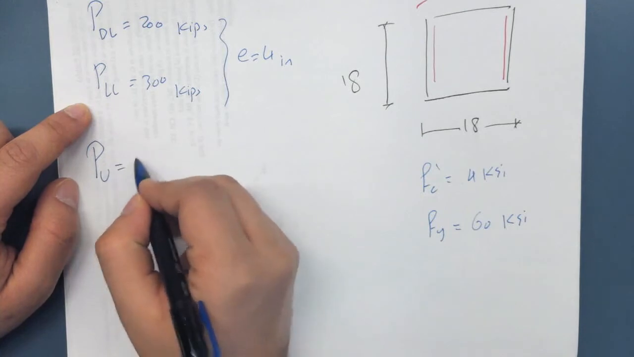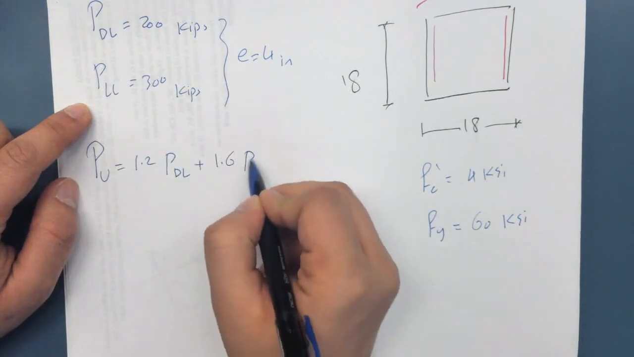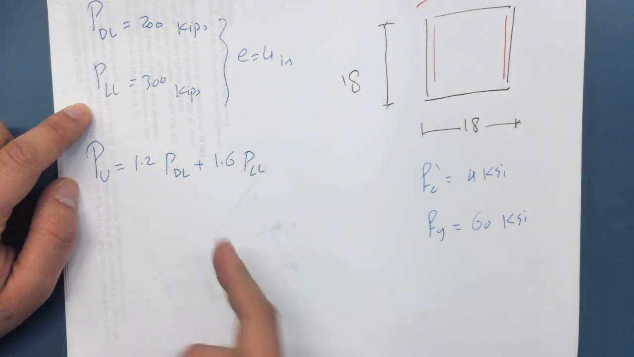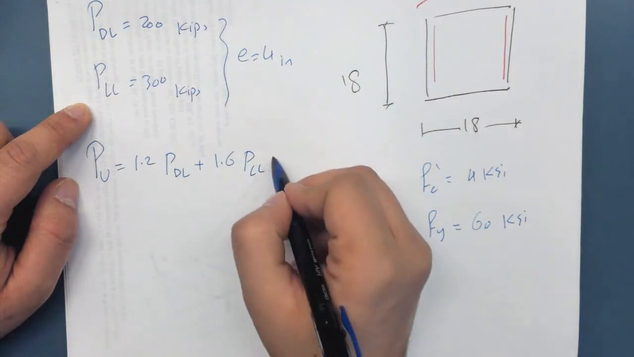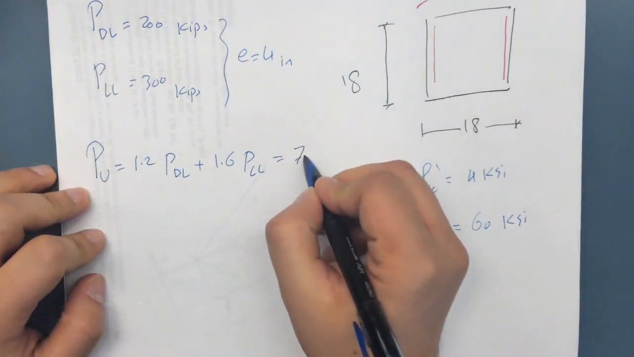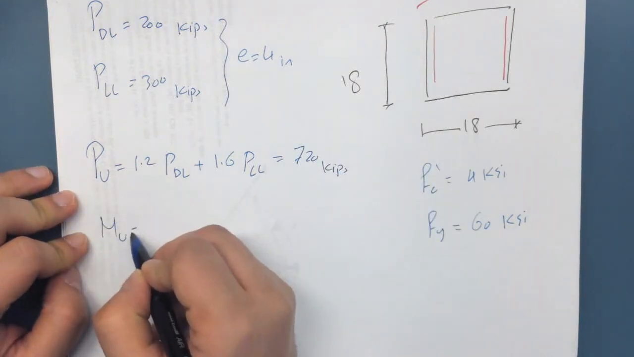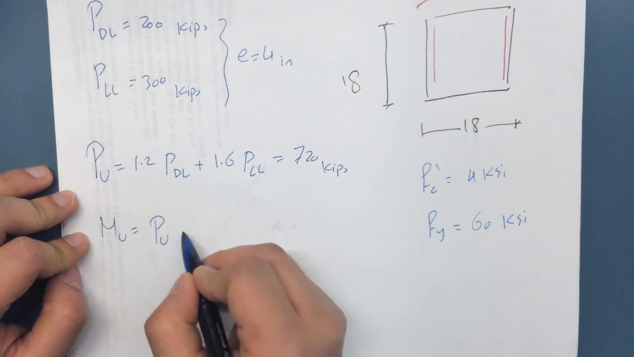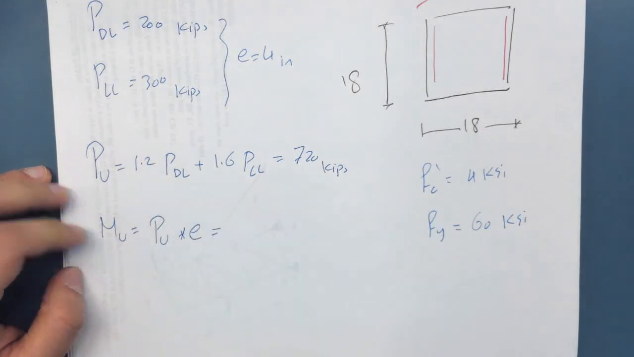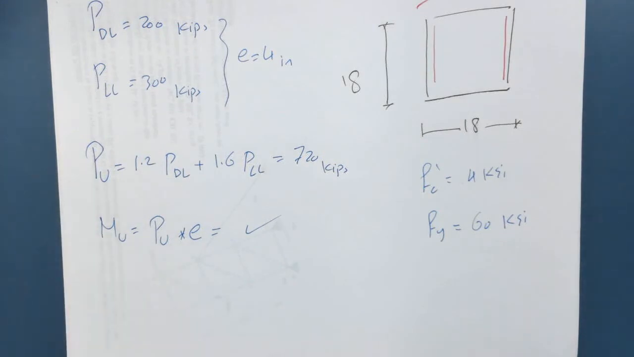The ultimate load is 1.2 the dead load plus 1.6 the live load. I don't know if you've seen this equation before, but this is how we calculate the ultimate load from the dead load and live load. And this is going to be 720 kips. And the ultimate moment is equal to P ultimate multiplied by the eccentricity, which is going to give you the value of the moment.